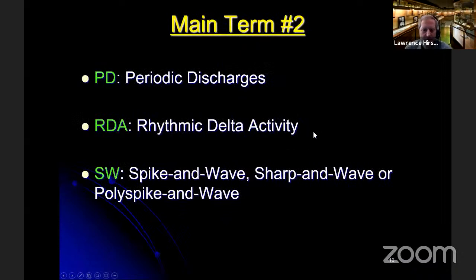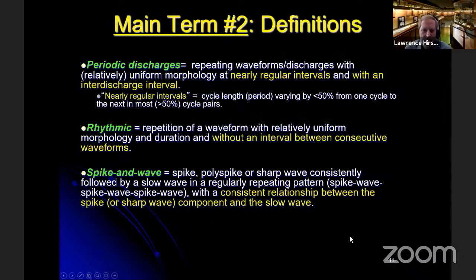So those are as far as main term number 2, these are their definitions. So for all of them, it has to be repeating waveforms or discharges with relatively uniform morphology at nearly regular intervals. And the difference between periodic and rhythmic is in periodic, you have an interdischarge interval. And nearly regular is defined as the cycle length has to vary by less than 50% in the majority of pairs.